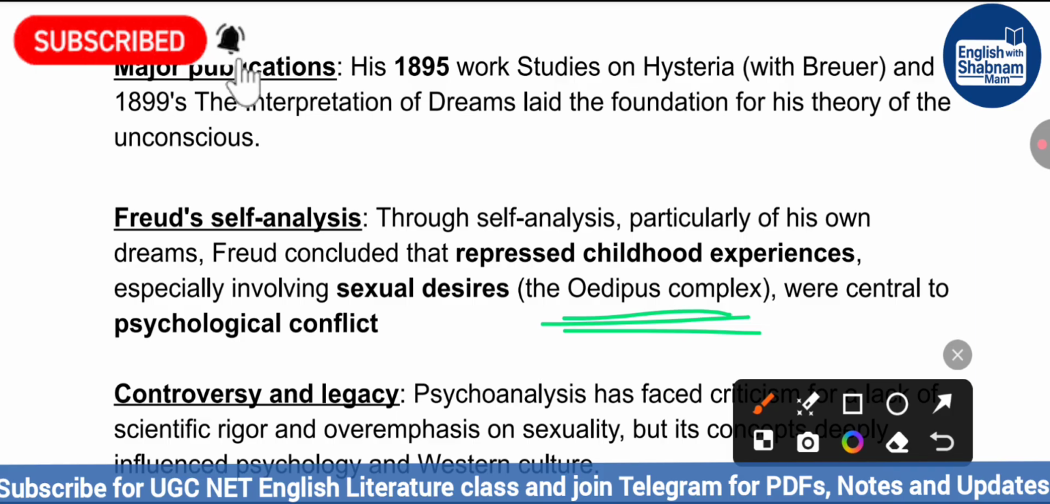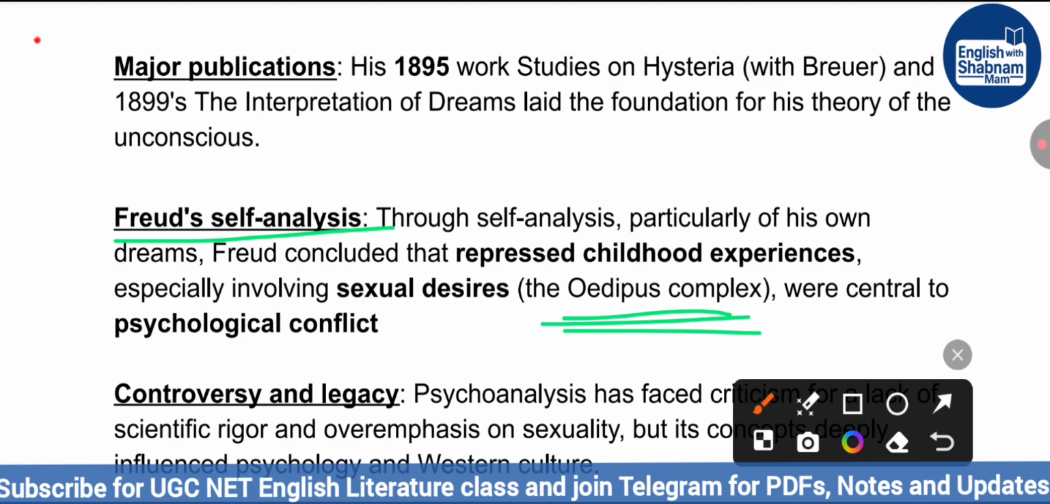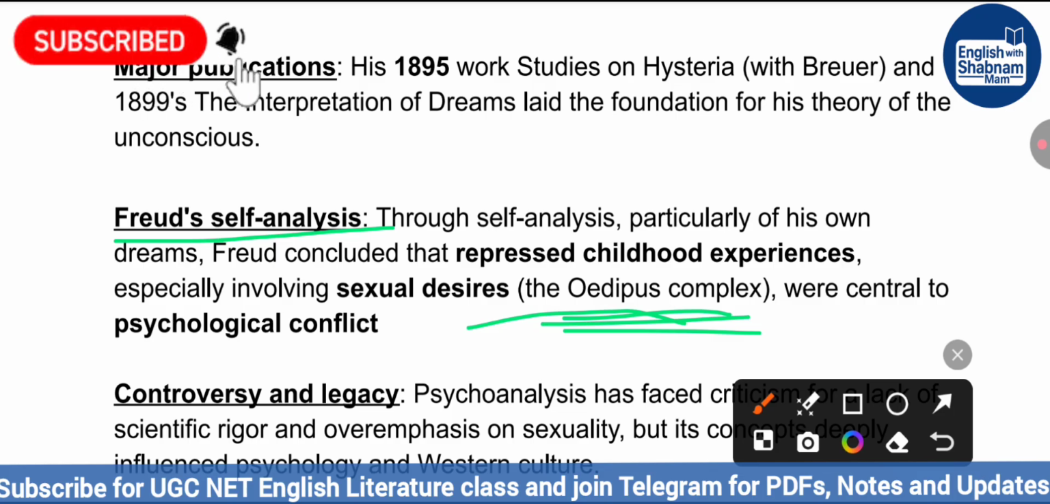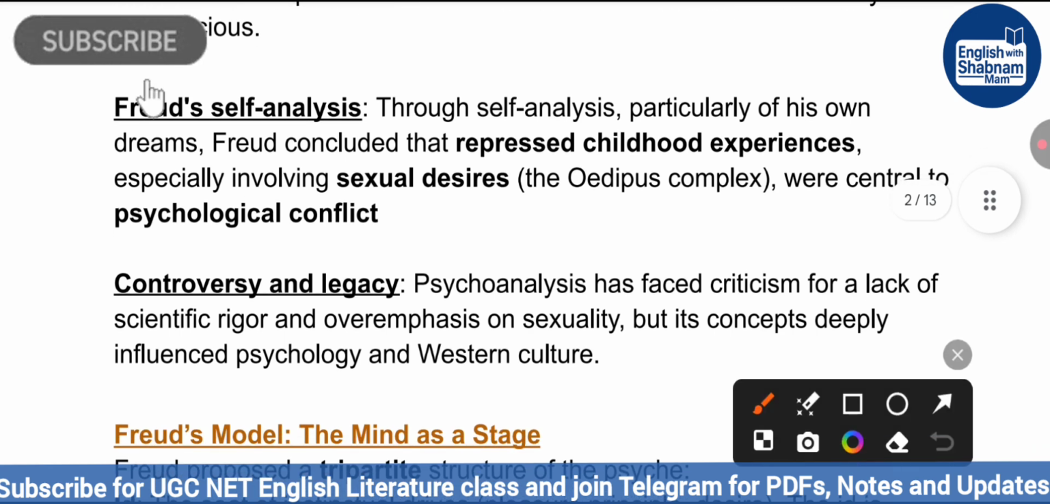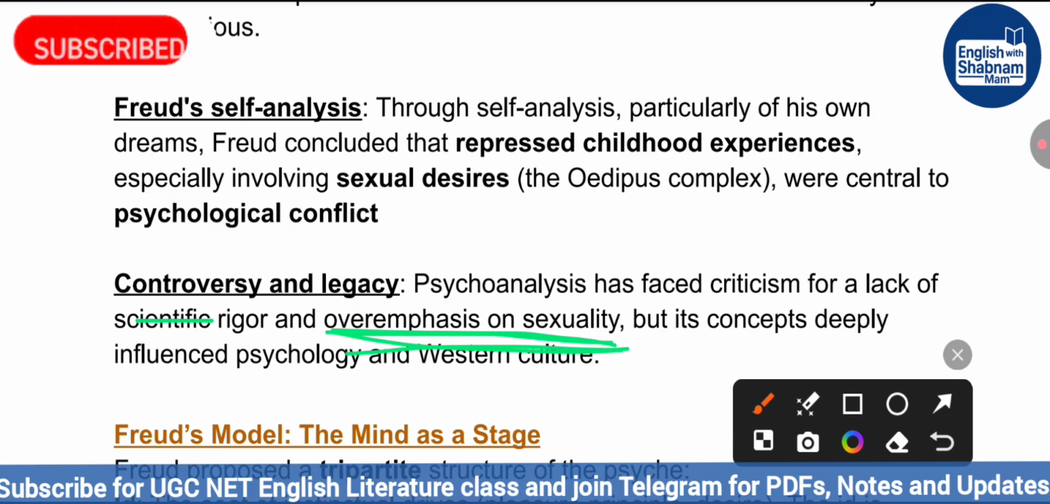This is what this theory tells us. But what Sigmund Freud realized was totally different from what others had said about psychoanalysis. They were studying mental stability and the unconscious mind to treat the patient. But after observing all this, Freud's theory totally changed, and that is why later it faced so many controversies, because the critics thought that Sigmund Freud talked more about sex, that he related this theory more to sexual desire. So, psychoanalysis has faced criticism for lack of scientific rigor and overemphasis on sexuality. Okay, but its concepts deeply influence psychology and Western culture.